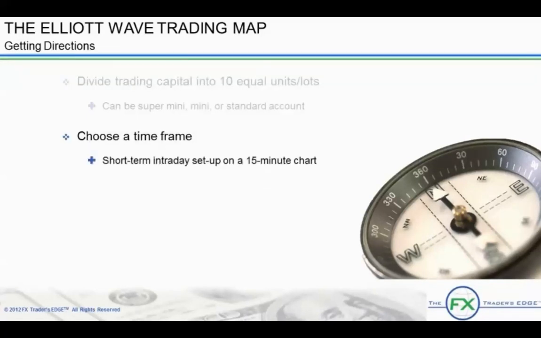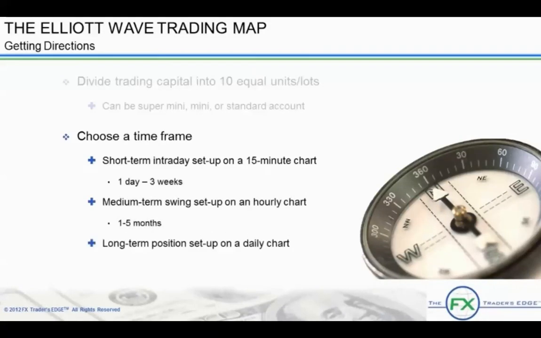For purposes of this illustration, we will focus on the short-term intraday setup using an hourly chart with trades taken off the 15-minute chart. This methodology remains the same for all time frames. However, the trades will complete in different time horizons. For example, the short-term intraday setup could take as little as 1 day to complete up to 3 weeks. The medium-term swing setup could take between 1 month and 5 months, and the long-term position setup could take between 3 months and a year.